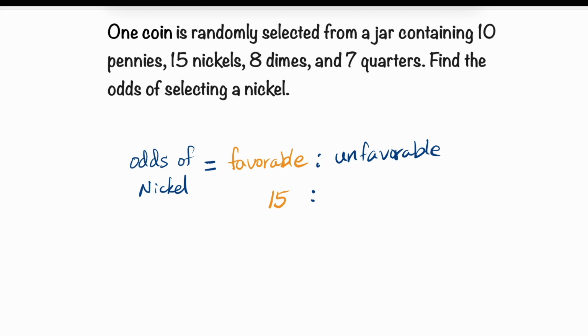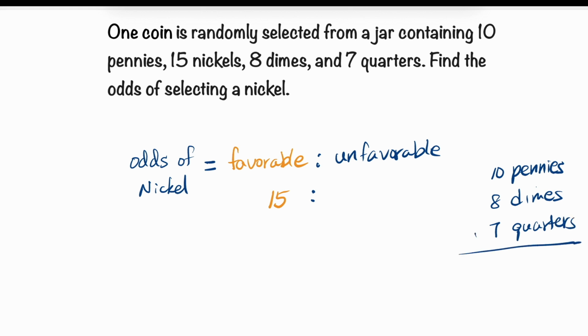The unfavorable is the other coins. In the jar, there are 10 pennies, 8 dimes, and 7 quarters. We need to add these up, and that gives us 25 coins that are not nickels. So our unfavorable is 25.